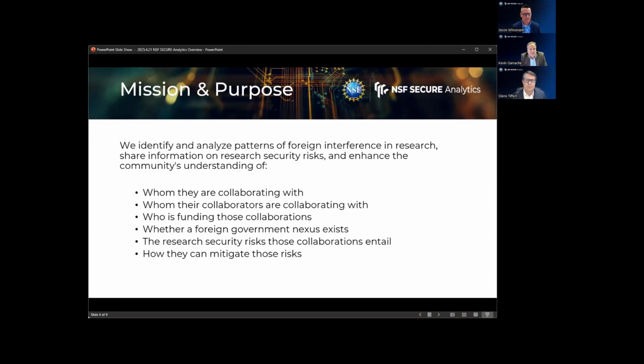So our mission is to identify patterns of foreign interference in research that we can share with the community, identify research security risks, and most importantly, help the community understand whom they are collaborating with, who those collaborators are collaborating with, what the networks are, where the funding for these collaborations is coming from, and whether or not a foreign government nexus exists. And then we want to pull all this together so that we can provide new information on security risks that those collaborations entail, and then help the community develop mitigations for those risks. Next slide.